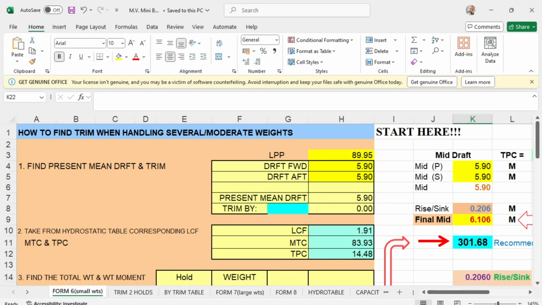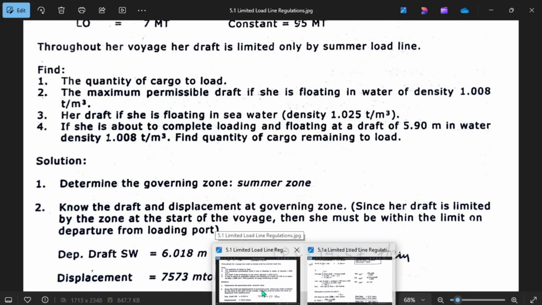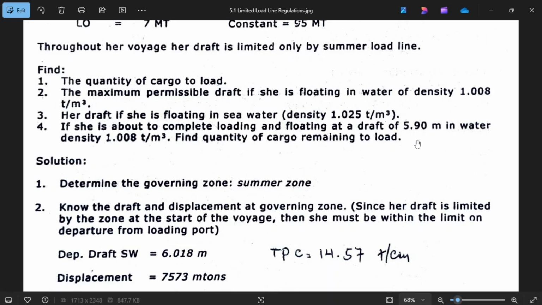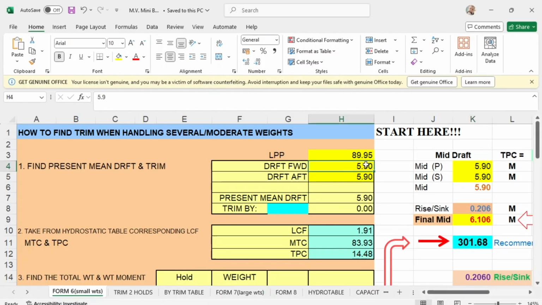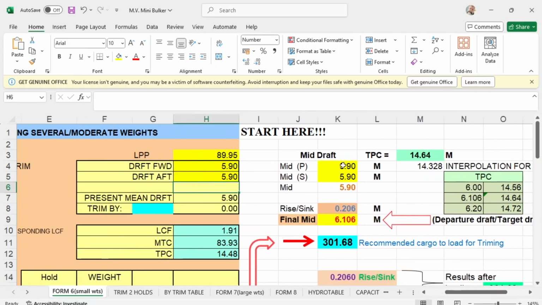Now, according to the problem, the vessel will stop at a draft of 5.90. At 5.90, the foreman will stop loading and ask the chief officer and the draft surveyor to make a draft reading around the vessel. So let's say both agreed that forward will be 5.90 and aft draft will be 5.90, and the actual mid draft on port side is 5.90, for example, and your starboard mid draft is 5.90.